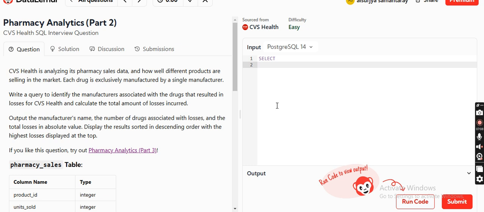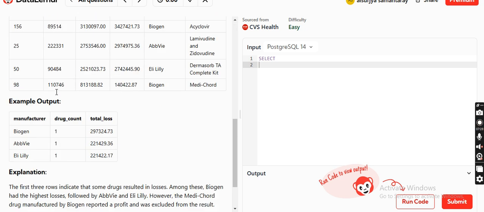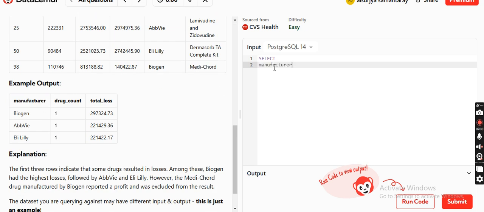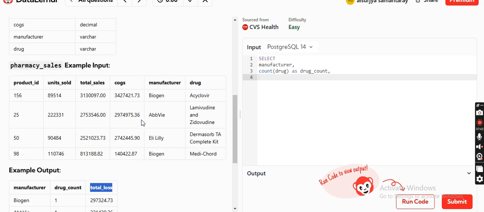Okay, so I will show this answer to you in two different methods which I have come across, and I will explain how to do it. So let's do the first, the absolute value method, then without absolute value also we can try. Let's see the output table: manufacturer, comma, count drug as drug count, and total losses.